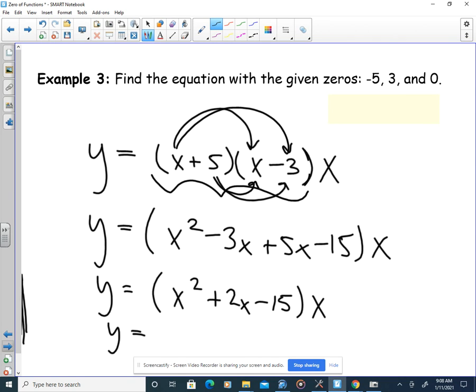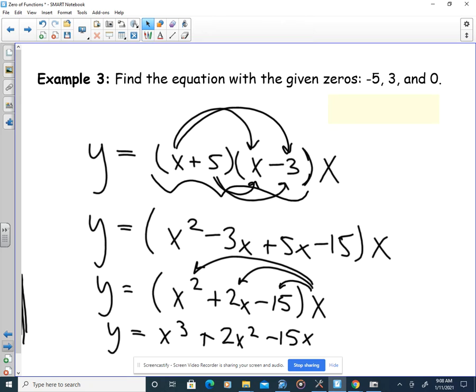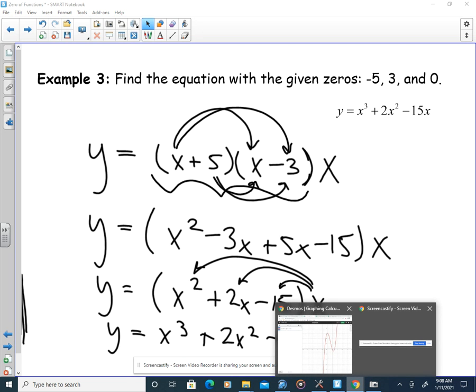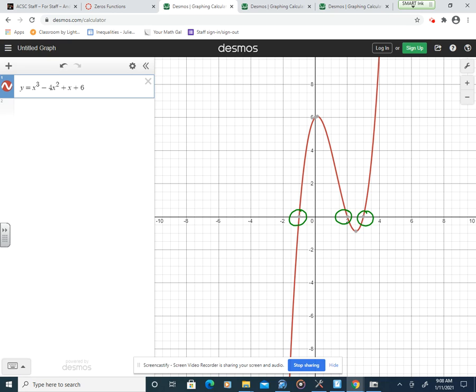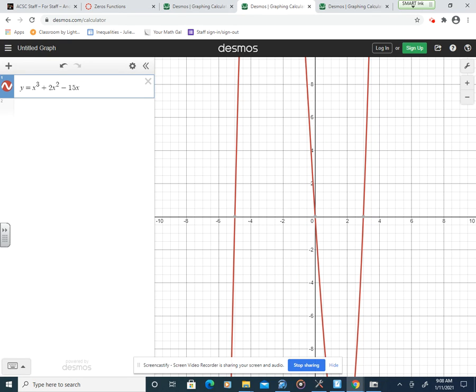We get y equals x to the third plus 2x squared minus 15x. Again, I can go to Desmos and graph this. Also, I worked it out earlier. I can check it here real fast, make sure I did it right before I graph it. Alright, so let's graph it, just to confirm that this is correct and that we do get these zeros, -5, 3, and 0. There we go, I got a graph. What are the zeros? -5, 0, and 3.